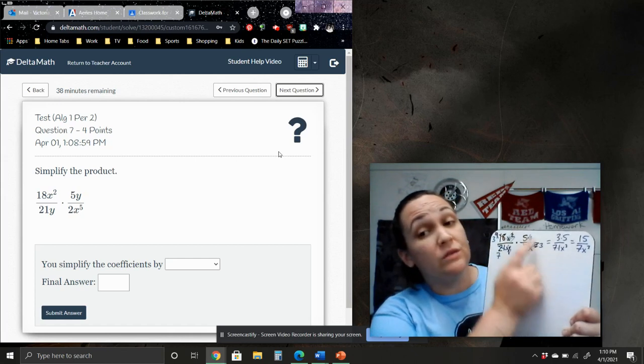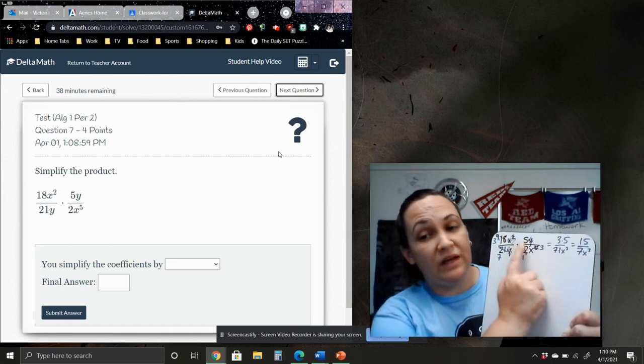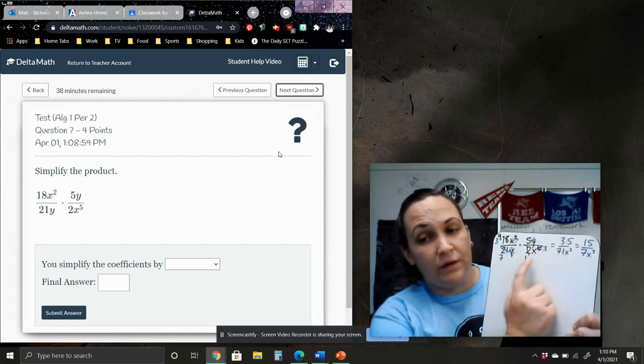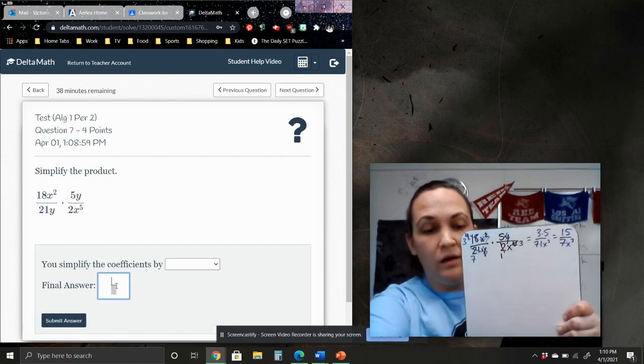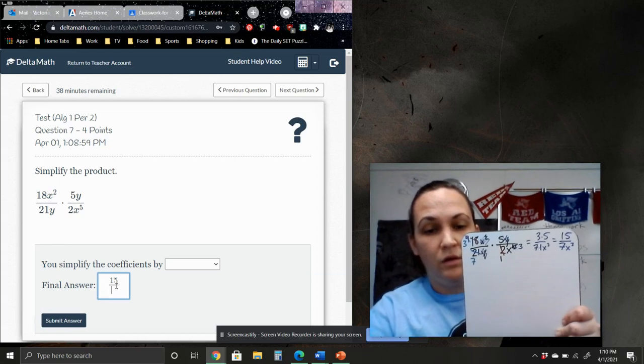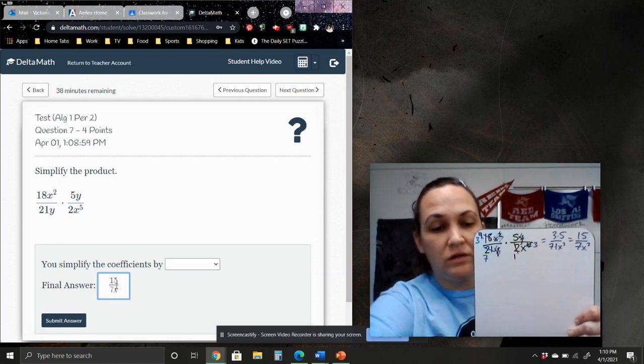Now remember, this is a multiplication problem, so you need to multiply together everything from the top and multiply together everything from the bottom. So for my final answer on this one, I got a 15 on the top, then a 7x to the third on the bottom.